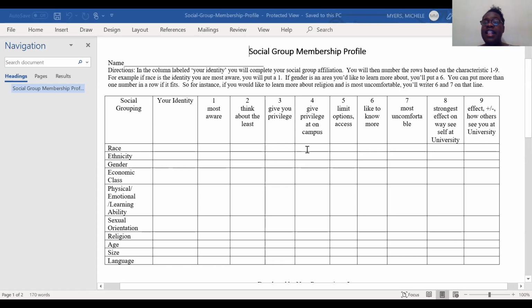We've talked about these. And then once you finish this, I want you to look across these numbers. Which one are you most aware of? Which one do you think about the least? Which one gives you privilege? Now, you can have more than one of these identity factors that give you privilege or things that limit you. So you can put more than one number in any one of the columns as well as the rows, okay? I want you to do that in regards to how you conceptualize certain things, okay? All right, take a few minutes and complete that.